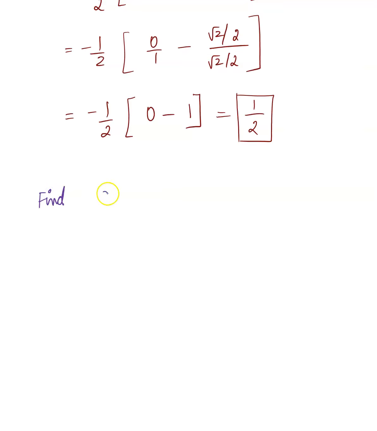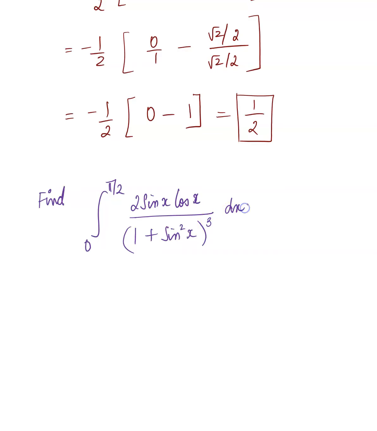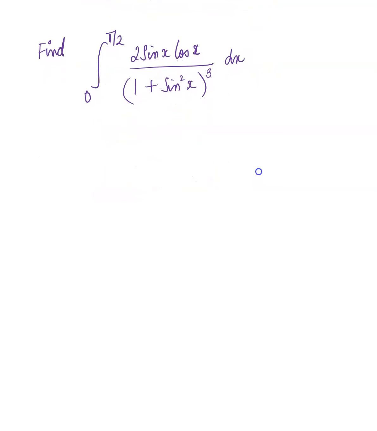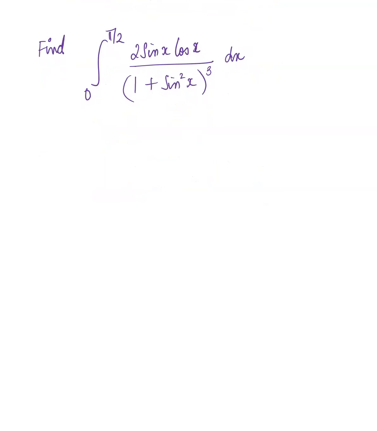The next example is to find the integral from 0 to pi over 2 of 2 sine x cosine x over (1 plus sine squared x) the whole cubed, dx. Okay. Let's look at the denominator. Let's try substituting for the denominator.